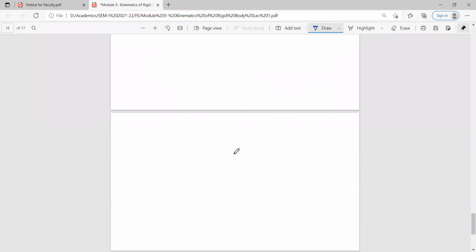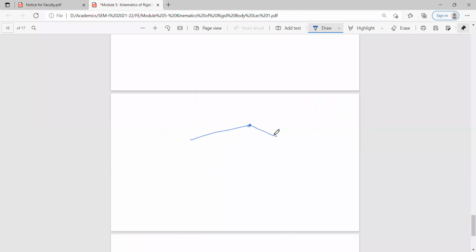I will show you here. This is point A, this is point B and this is point O. Point A is common, on link OA as well as on link AB. Suppose O is the ICR for link OA, and I is the ICR for link AB.